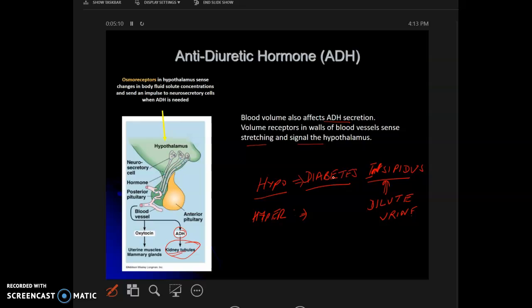Here the ADH fails to reabsorb water, and you'll end up with very dilute urine, and therefore what? Low sodium in the blood. And if there's low sodium, you'll end up with extremely low what? Blood pressure. Hyper, of course, if you have excess amount of ADH, what? You'll reabsorb too much water, so you'll end up with constant what? Edema, swelling. Okay.